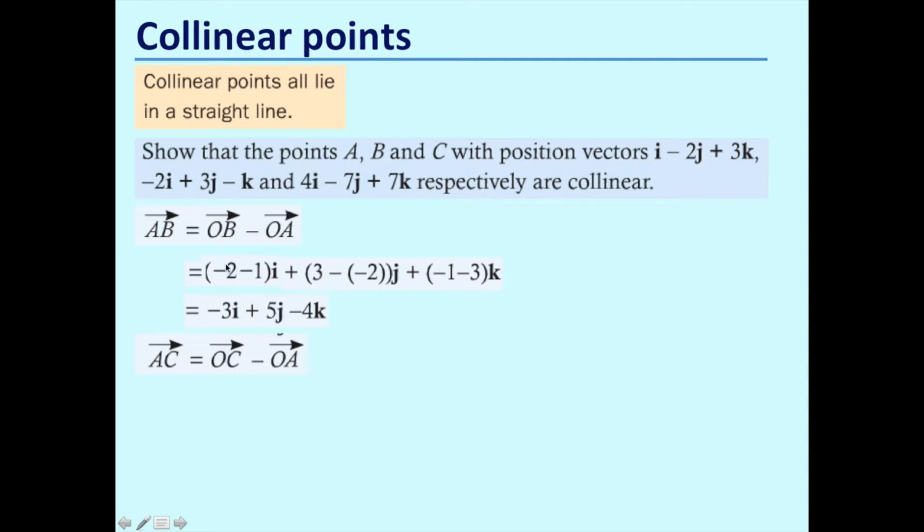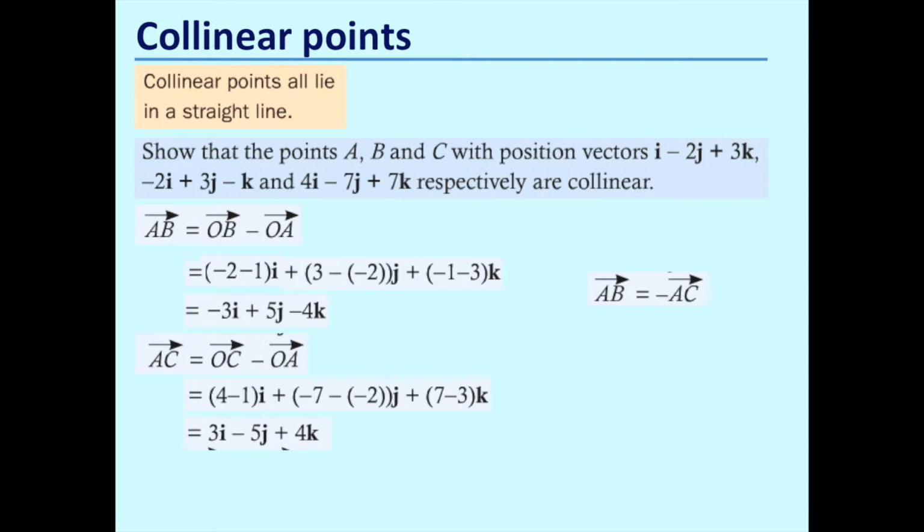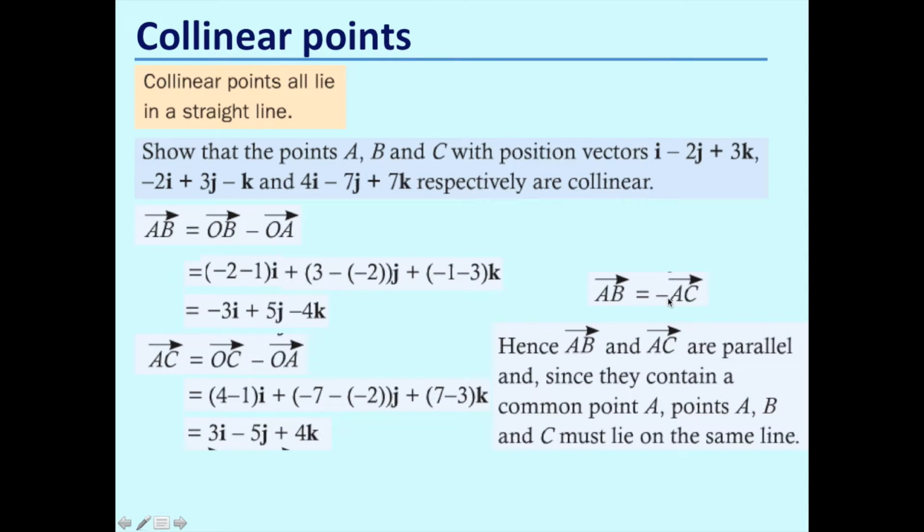We're then going to do the same thing for vector AC. So subtract the position vector of A, which is up here, from the position vector of C, which is here. If we do that, we end up with 3i minus 5j plus 4k. So we can see from these two vectors that AB is negative AC. Therefore, these two vectors will be parallel, and because they have point A in common, they must lie on the same line. So we've shown that AB and AC are on the same line.